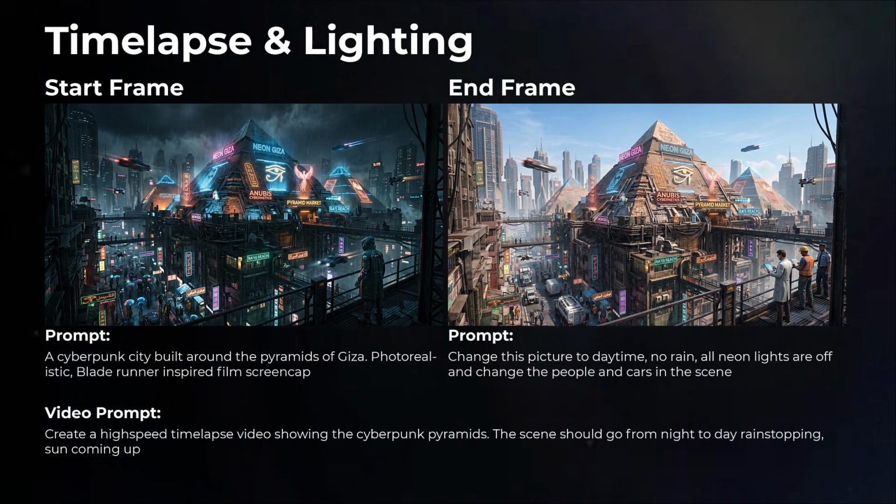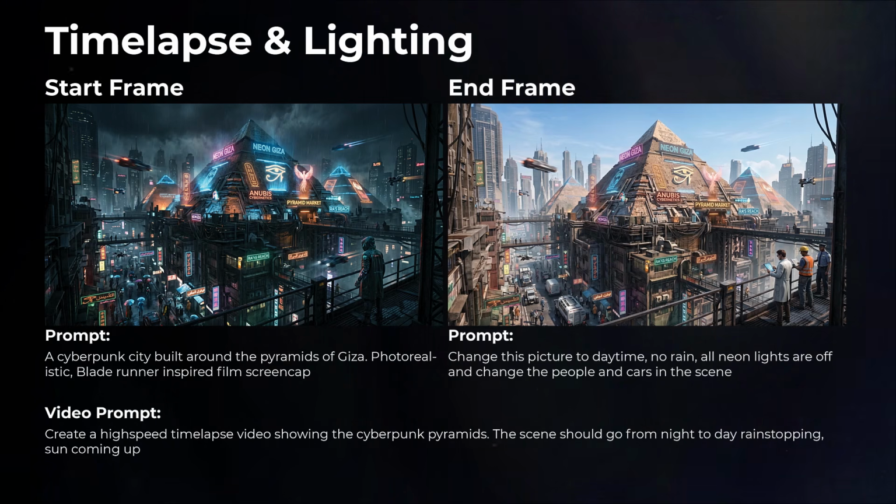But we're getting a little bit more dynamic now because we can also create a time-lapse video. And again, I've mentioned lighting, so in order for the time-lapse to work in this sense, I'm going to go from nighttime to daytime, stopping the rain. All the neon lights are off, and I change the people and the cars in the scene. Now, I do this so that they're not in the exact same position, so there is some definite movement from the start frame to the end frame.